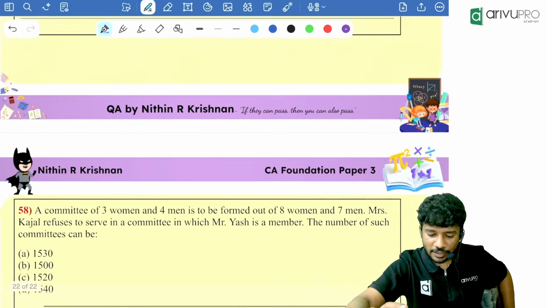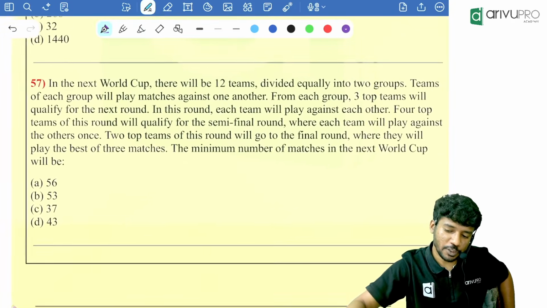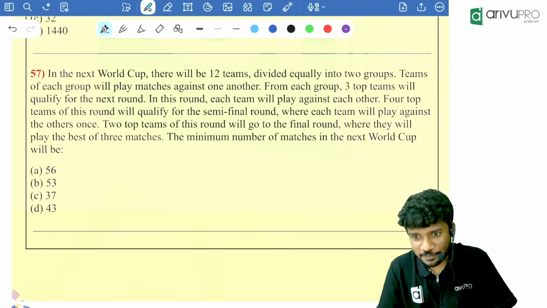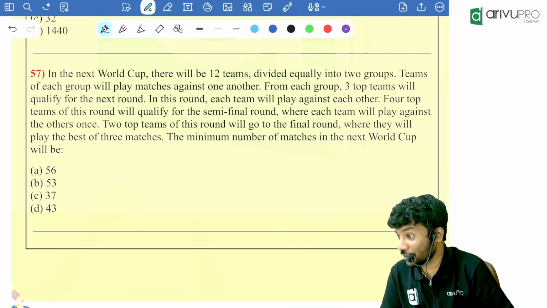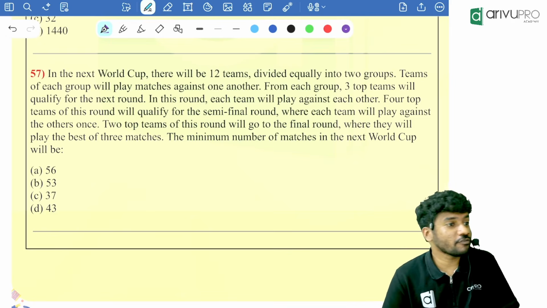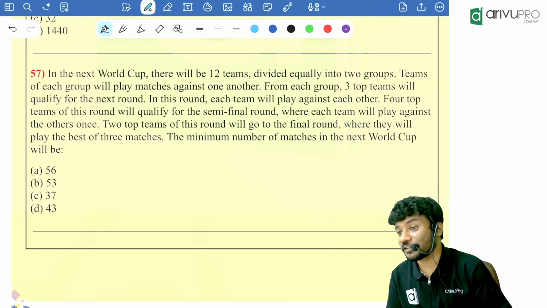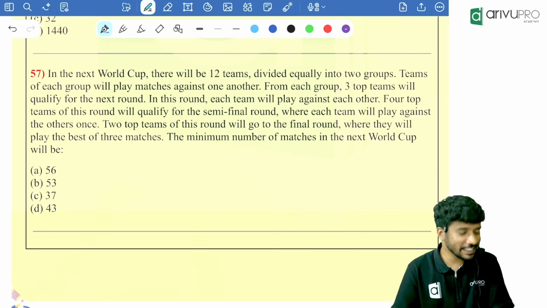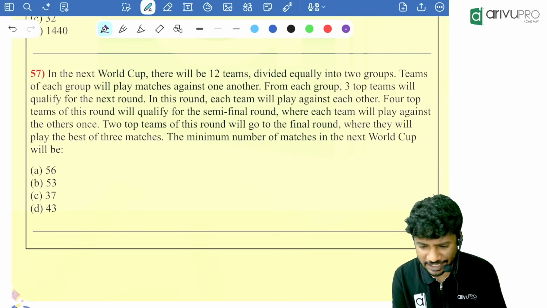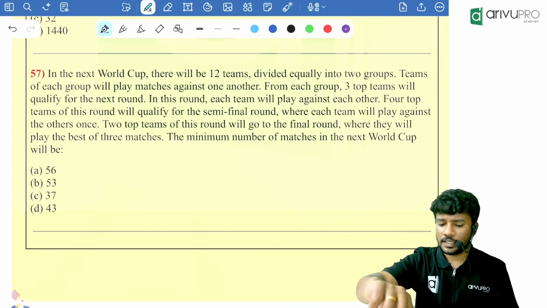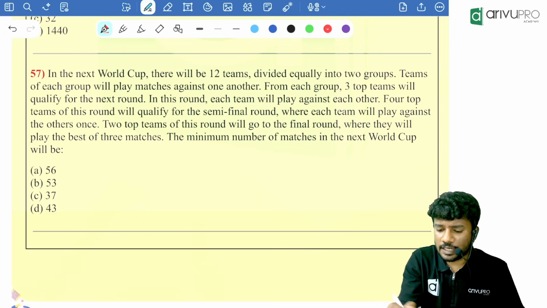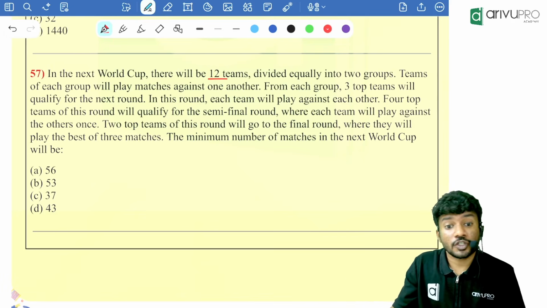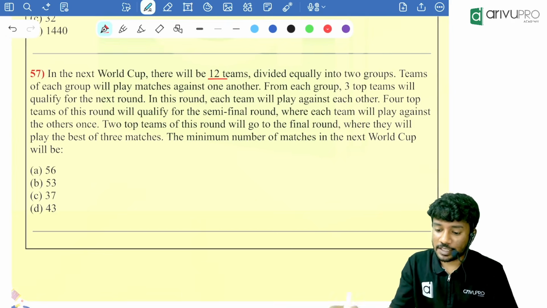I will take you to this question. This is a very good question because we are using our idea of number of matches played. If you don't know that formula, will you be able to answer this? No, not at all. But it's a very easy question. I will read the question along with you. In the next World Cup, there will be 12 teams. How many teams are there in total? 12 teams.